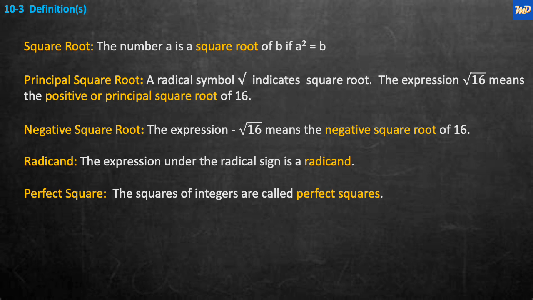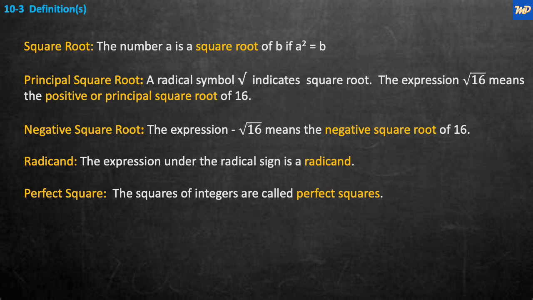Okay, before getting started, let's look at some definitions. We'll see them again later in the video, but I'll just state them in the beginning so they're fresh in our minds. A square root: the number a is the square root of b if a squared is equal to b. I'll say it again. The number a is the square root of b if a squared is equal to b.